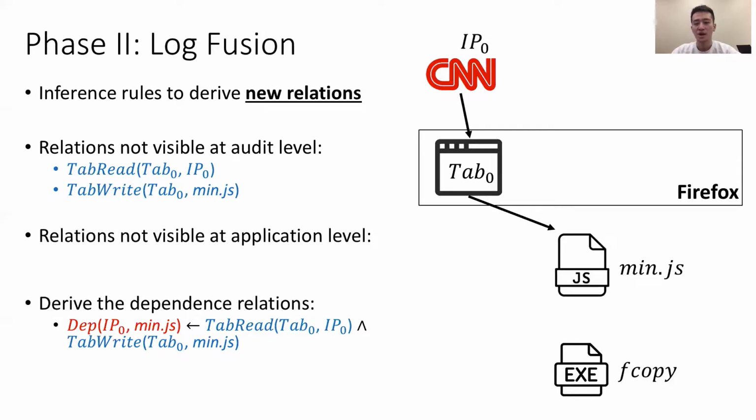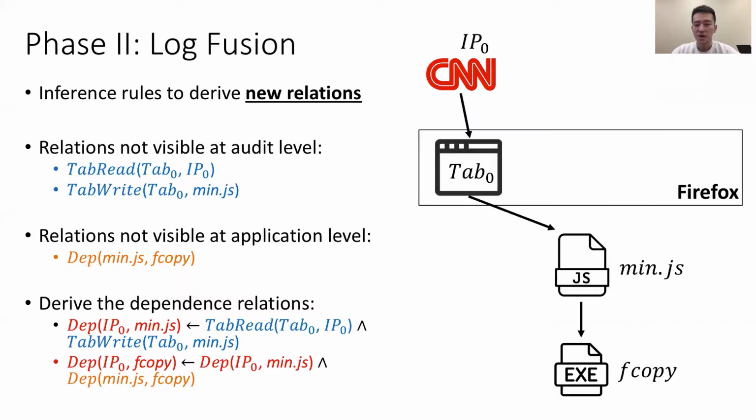Also, some relations are not visible at the application level. For example, dependence min.js fcopy means fcopy depends on min.js. By fusing application level relations with audit level relations, we can finally derive the relation dependence IP0 fcopy. It means fcopy depends on IP0.